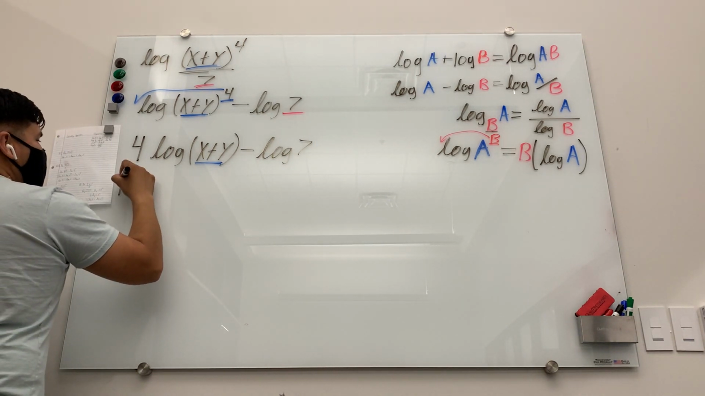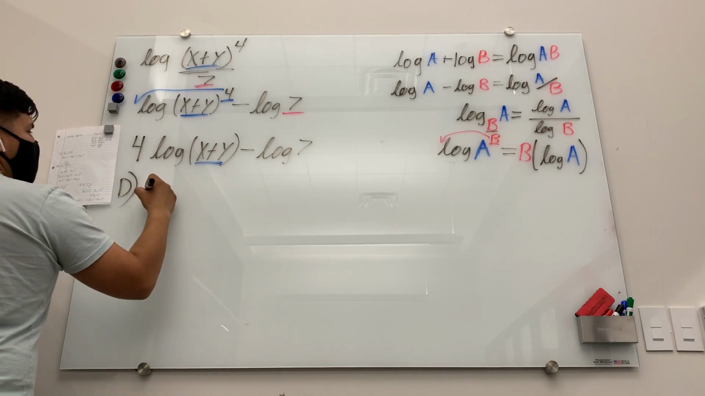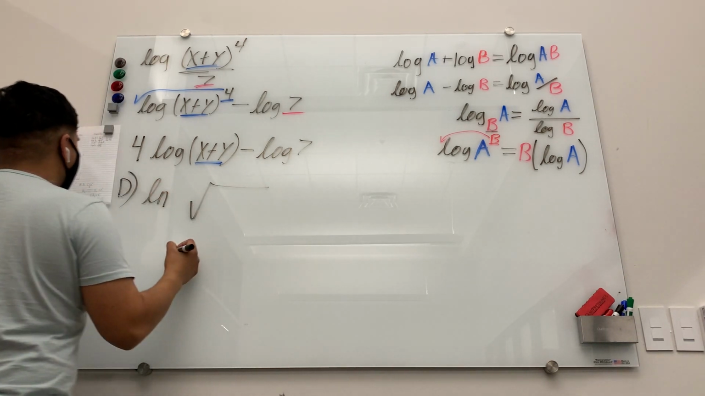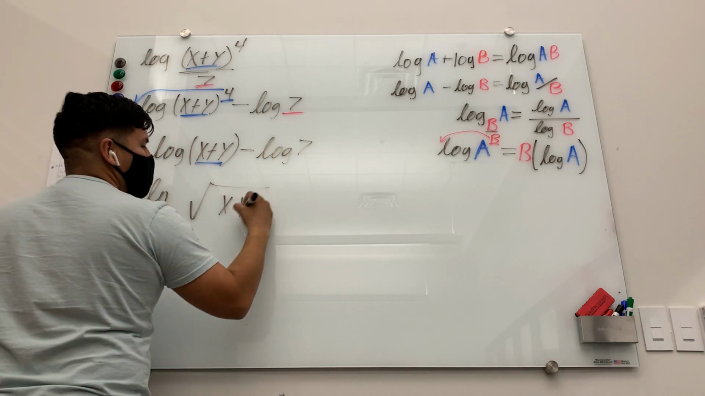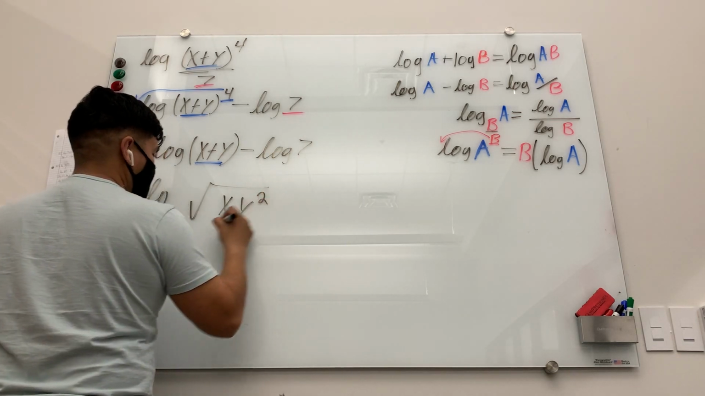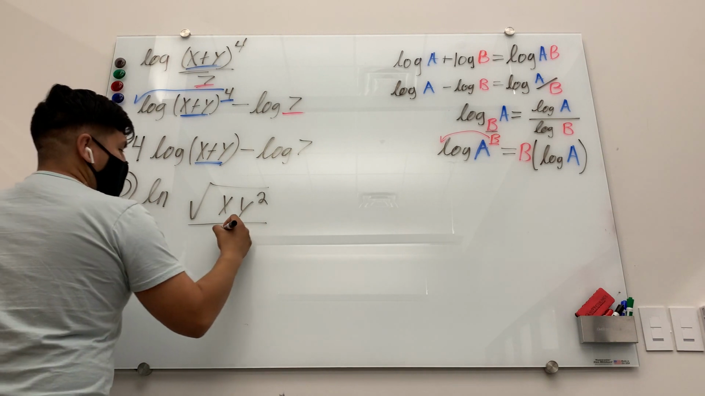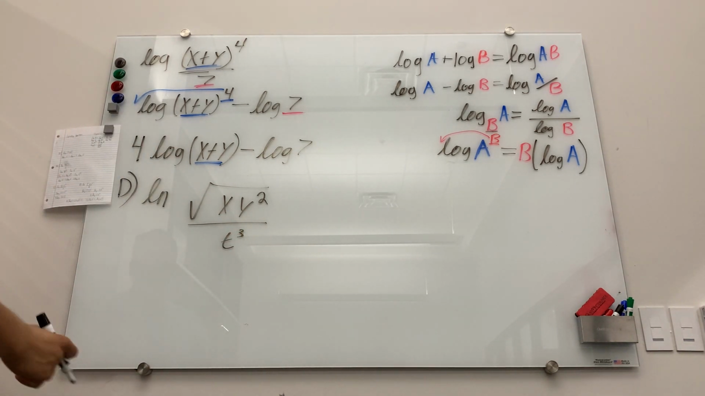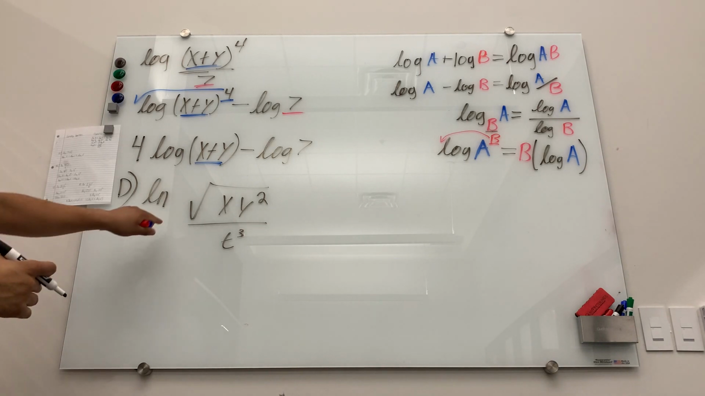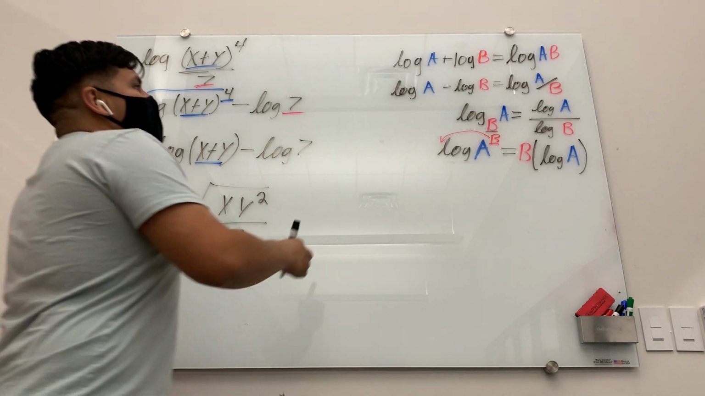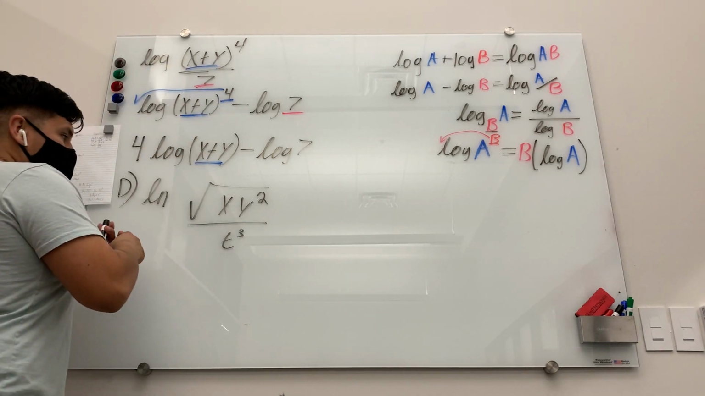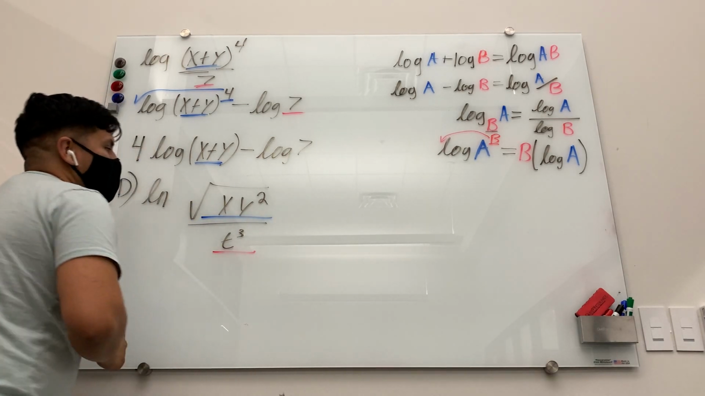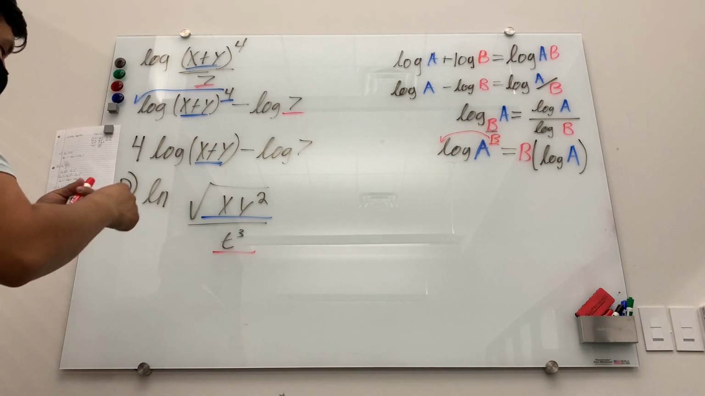So we have the natural log of the cube root of xy squared over t cubed. Okay, taking a look at this again, we have a numerator and our denominator right here. Let's go ahead and rewrite this guy out.